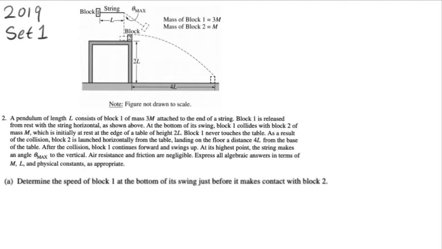Determine the speed of block 1 at the bottom of its swing just before it makes contact with block 2. Okay, so looking back at the overall concepts that I just talked about, I immediately think, oh, conservation of energy could apply to this. So that's the path I'm going to follow. Whenever I get to a conservation of energy problem, I like to explicitly write out conservation of energy, just to make sure that the grader knows that I am using this concept.